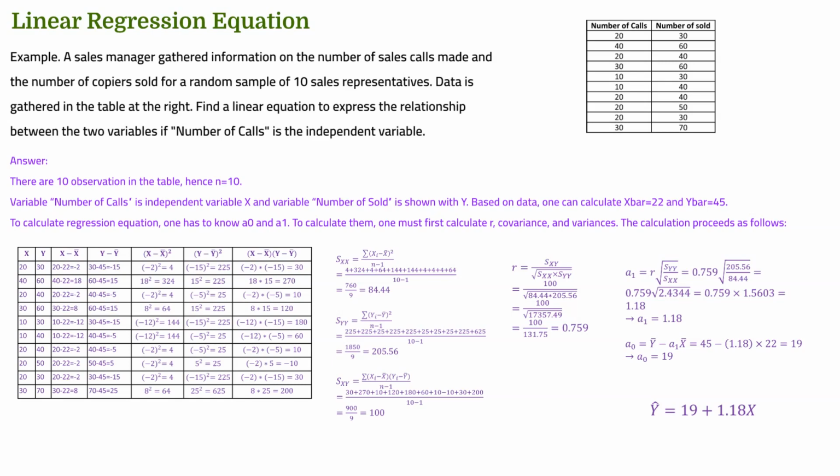The order of calculation is very important. First, variances and covariance, then R, then A1, then A0. And then you will end up with linear regression equation that is shown with y hat. You substitute A0 and A1 in that equation, and you will end up with linear regression equation. Always, for all data, these are the steps you have to follow.